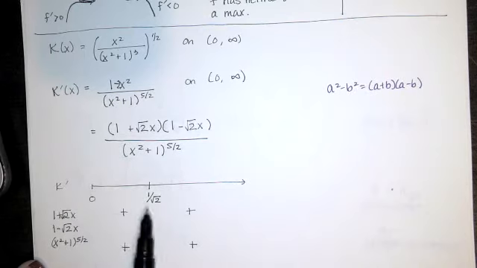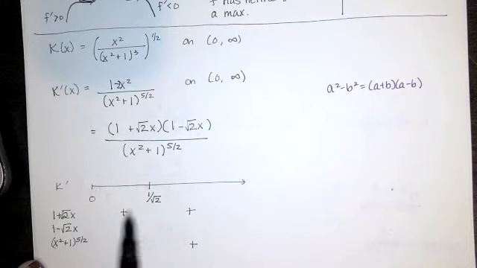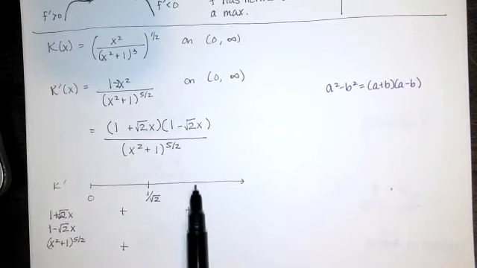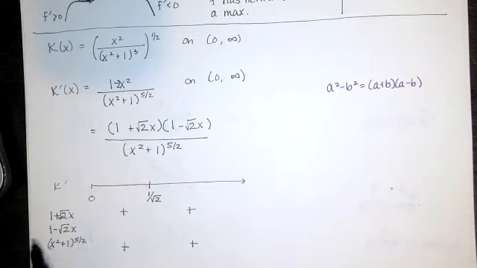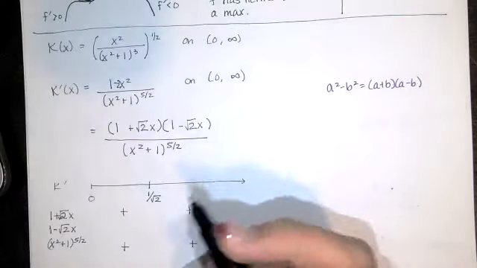So the question is, if x is greater than 1 over the square root of 2, is this positive or negative? Well, square root of 2, I believe, is about 1.4. So this is 1 divided by 1.4. It's a little bit less than 1. So if I substitute x equals 1, that's an x value on this interval, I can determine the sign of this factor on the interval from 1 over square root of 2 to infinity. So I'll have 1 minus square root of 2, which is a negative number.